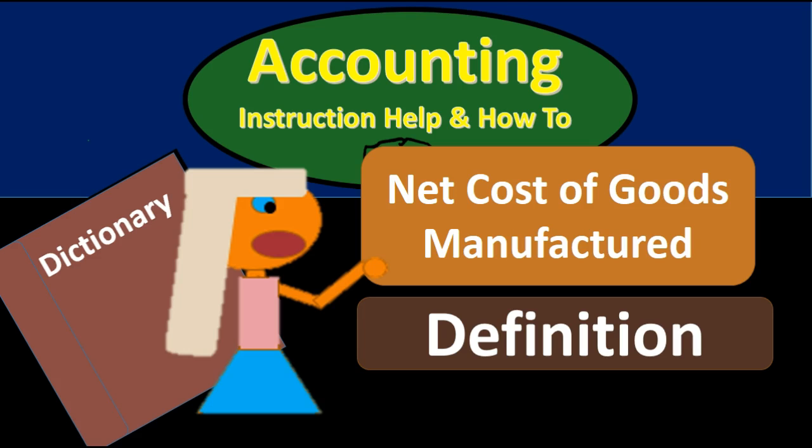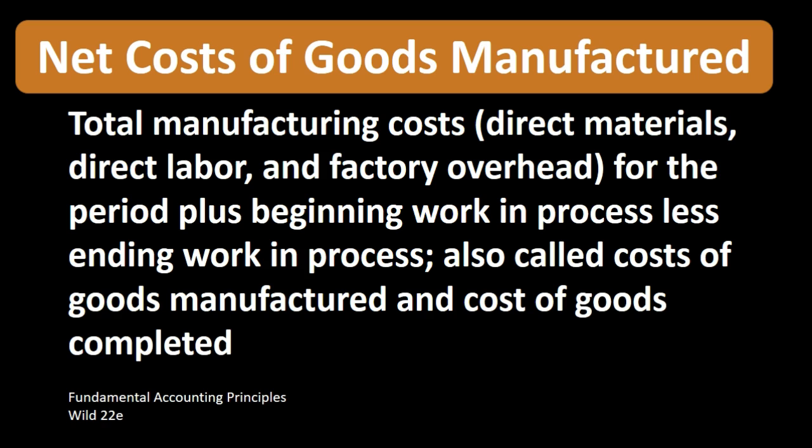Hello, in this lecture we will define net costs of goods manufactured. According to Fundamental Accounting Principles, Wild 22nd edition, the definition of net costs of goods manufactured is total manufacturing costs, direct materials, direct labor, and factory overhead for the period plus beginning work in process less ending work in process, also called costs of goods manufactured and costs of goods completed.